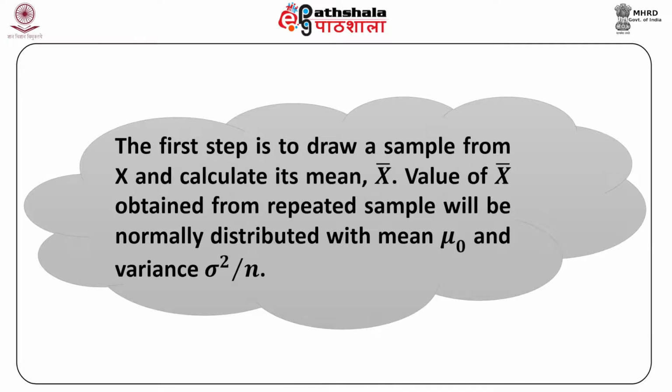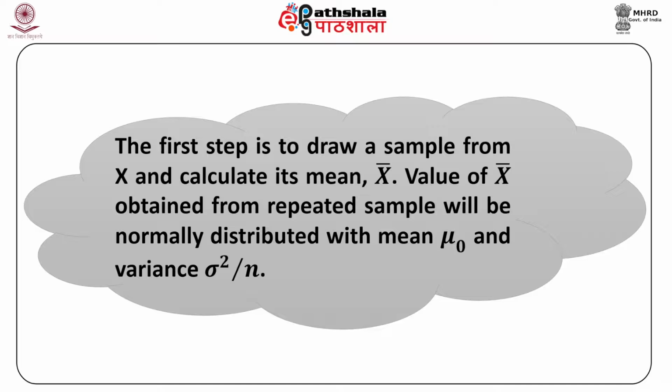Let's understand this. Let's start with the random variable x, that is, x distributed normally with mean mu and variance sigma square. Now suppose we define our null hypothesis as H0: mu equal to mu 0, and mu not equal to mu 0 as the alternate hypothesis. So how do we proceed in such a situation? The first step is to draw a sample from the population X and calculate its mean, which could be denoted as x bar. I am sure all of you would be familiar with that.